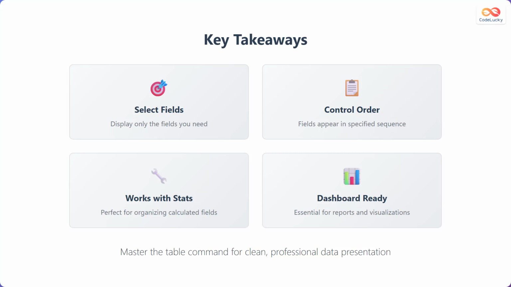Let's summarize the key takeaways for the table command. First, it allows you to select and display only the fields you need, reducing clutter in your results. Second, you have complete control over field order. Columns appear in the exact sequence you specify. Third, it works seamlessly with statistics commands, making it perfect for organizing calculated fields. Finally, it produces dashboard-ready output that's essential for reports and visualizations. Master the table command, and you'll be able to create clean, professional data presentations that communicate your findings effectively.